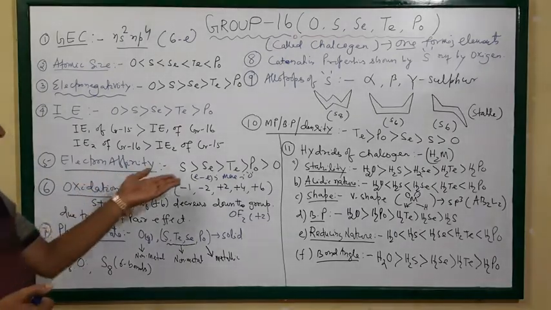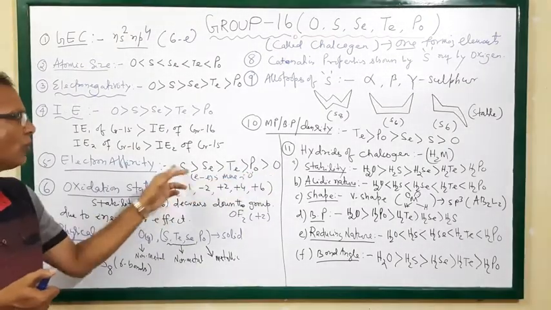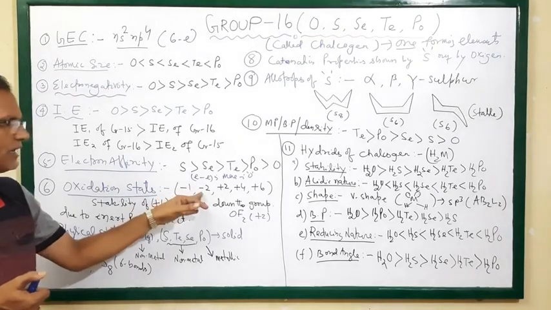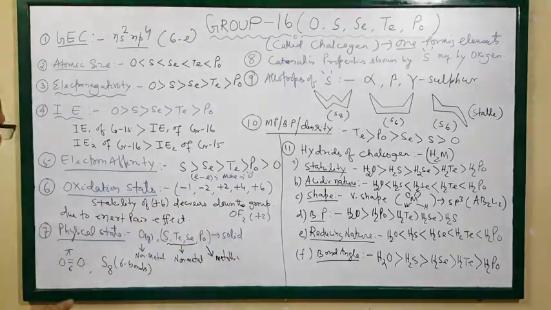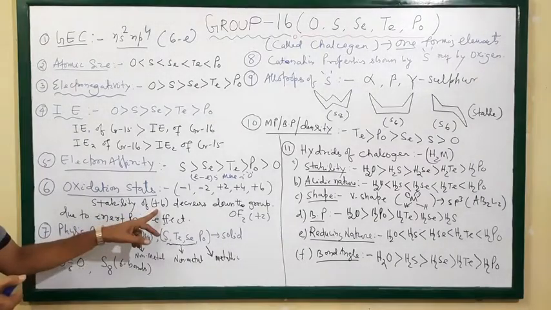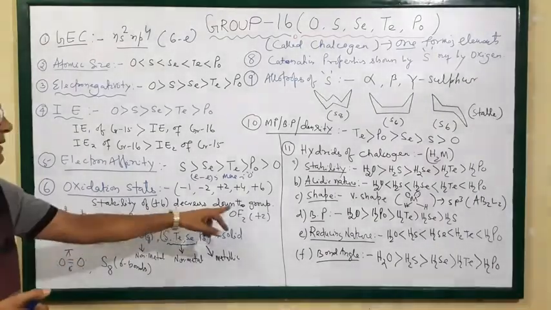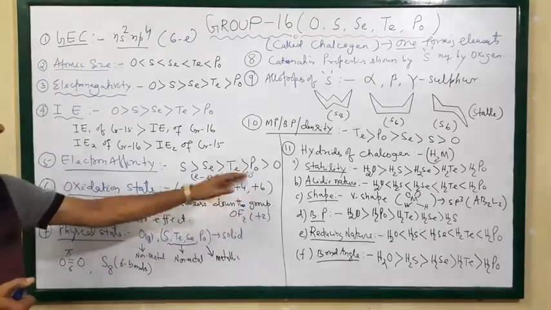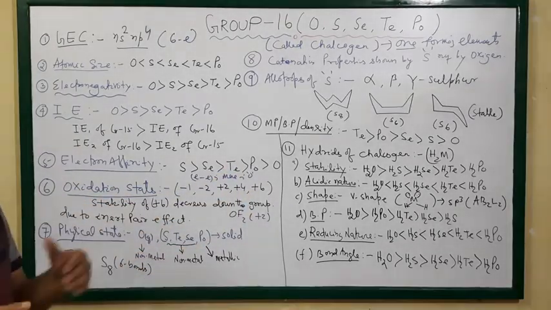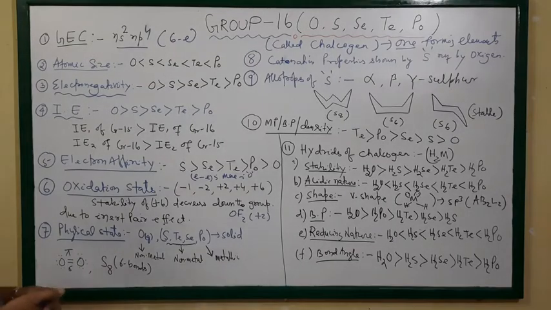So other than oxygen, all elements show -1, -2, +2, +4, +6 oxidation states. And the stability of +6 decreases down the group, due to the increasing inert pair effect.